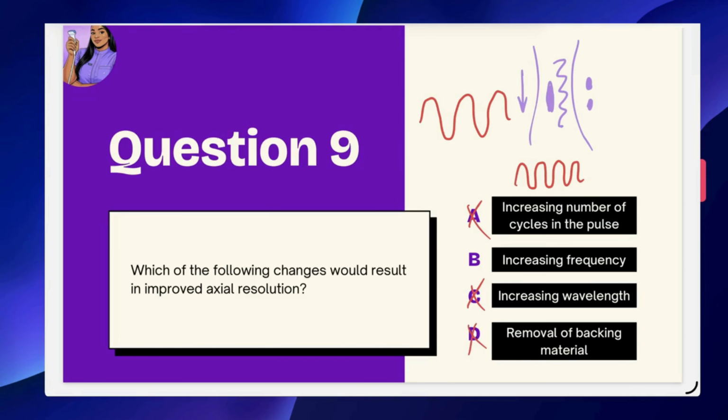So the correct answer is definitely going to be B, increasing the frequency. I hope this helped, because I saw that we had some different answers, A, B, C, and D. The answer is going to be B, increasing the frequency, okay? This is also why process of elimination is so important. Even if you're not sure about the answer, you can always eliminate what doesn't make sense, right?